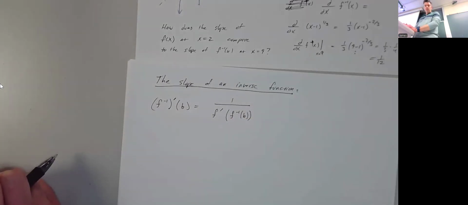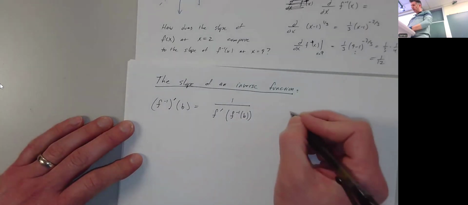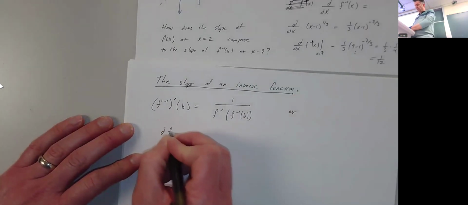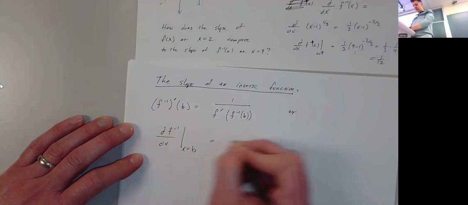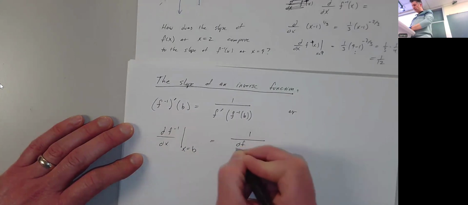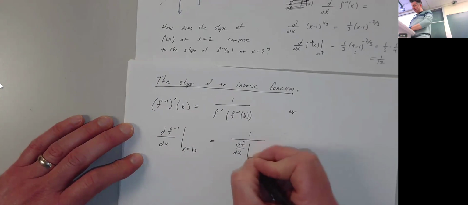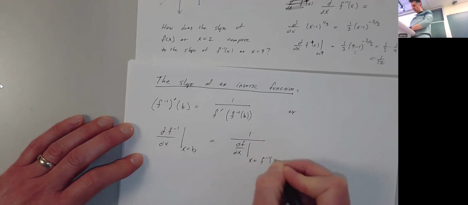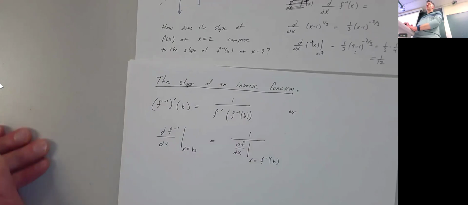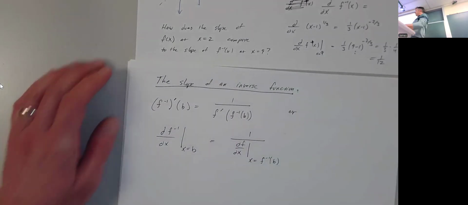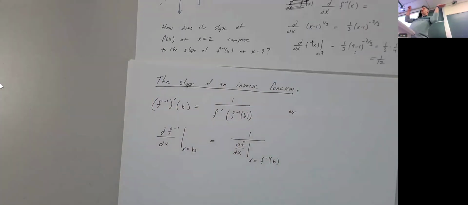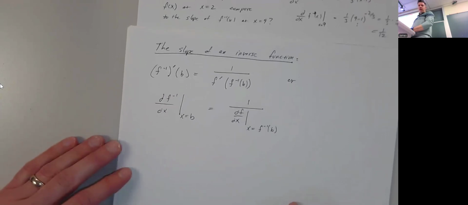Or written as some textbooks write it, the derivative of f inverse with respect to x at x equal to b is equal to 1 over the derivative of f with respect to x at x equal to f inverse of b. Again, kind of annoying notation, but that's what we've got. Again, the idea is really laid out in the picture from before, right? These two curves that are inverses of each other have slopes that are reciprocals of each other, but the same sign still. So what kind of questions can we ask about this?